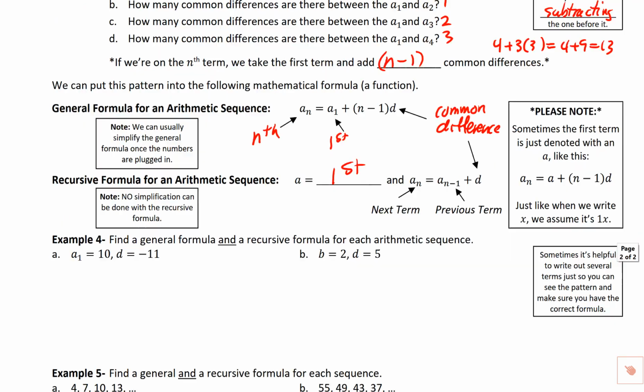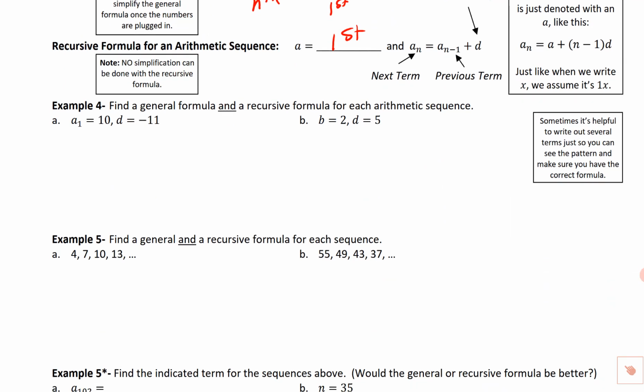So here's what we're going to do for the next little bit, and this is more like what you're going to see on your assignment. It says find a general formula and a recursive formula for each arithmetic sequence. And sometimes it's helpful to write out several terms just so you see the pattern, and make sure that your formula actually does what it's supposed to.